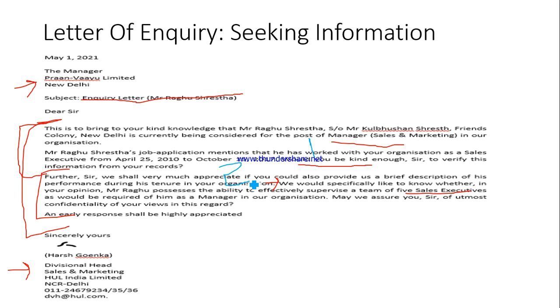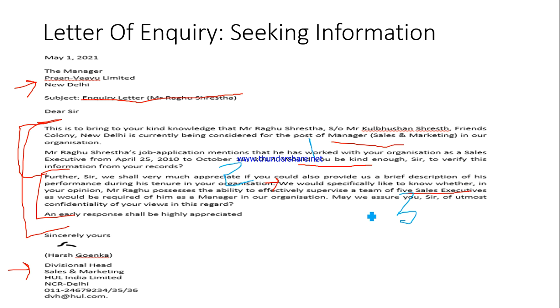And third, I want to know what, in the opinion of the manager of Pranavayu Limited, he thinks about whether Mr. Raghu Shrestha has the capability to manage a team of 5 sales executives who would be reporting to him, since he is being recruited for the post of sales manager. So does he have that capability? I want to find out. So here the third one is I'm trying to find out the opinion of the manager.